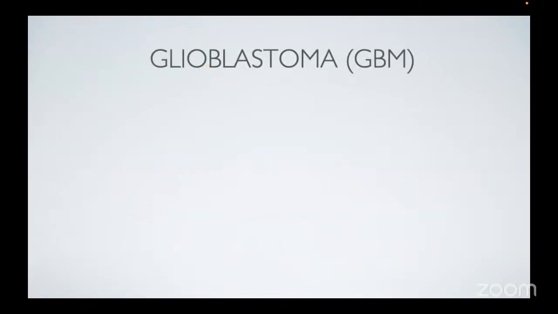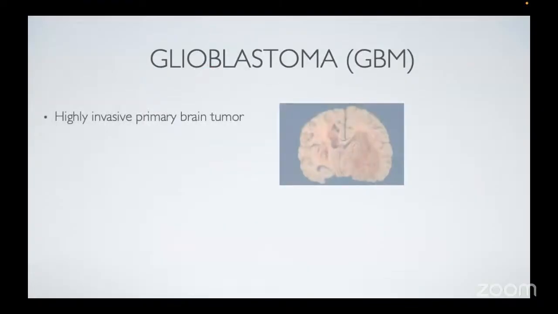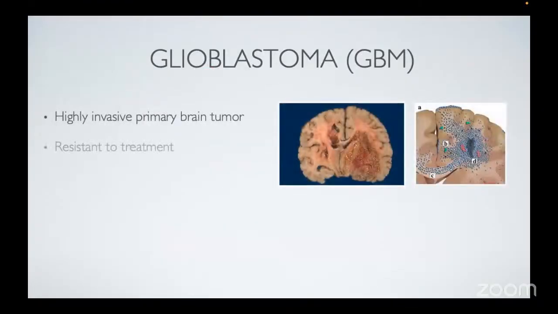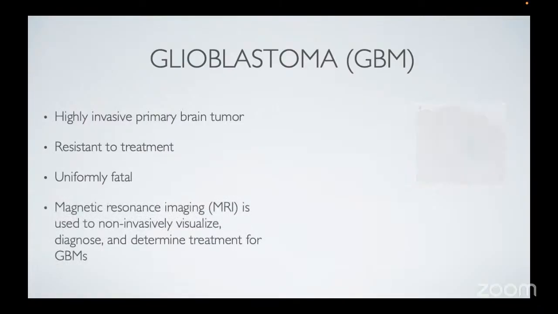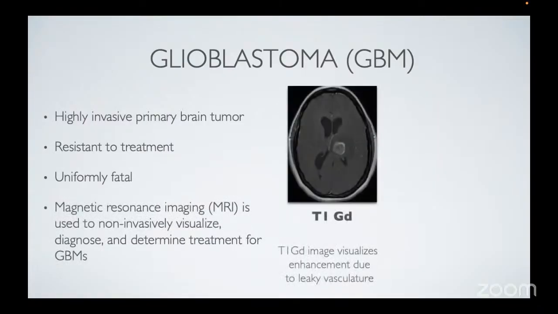So just a quick primer. We've talked a little bit about glioma already today. As you know, it's a highly invasive primary brain tumor, resistant to treatment, uniformly fatal. Patients expect a median survival of about 15 months. And MRI is really central to imaging it, visualizing it, diagnosing it, and determining treatment for GBMs.